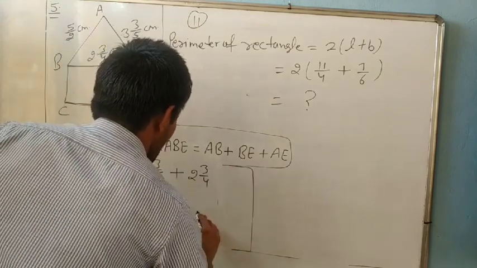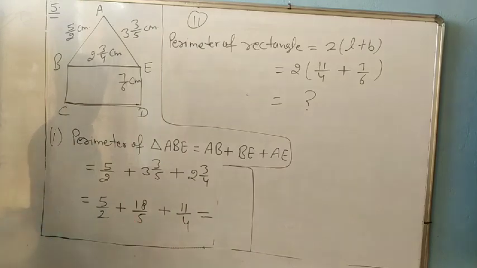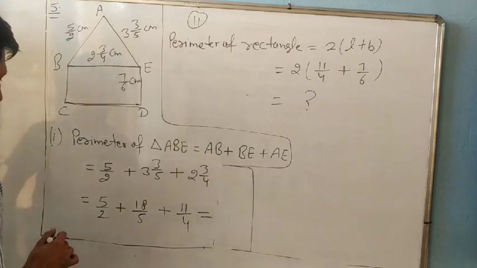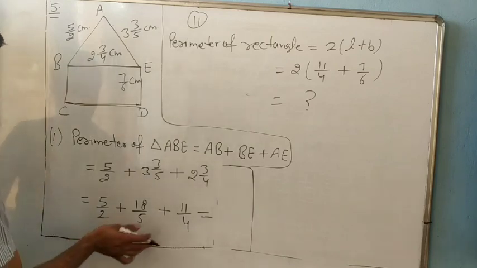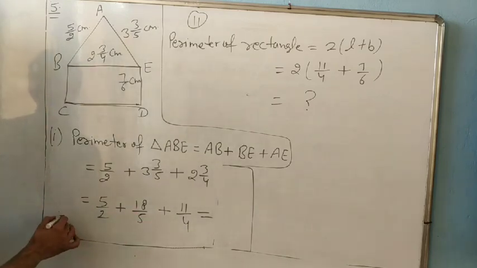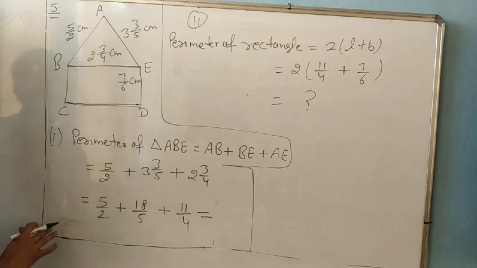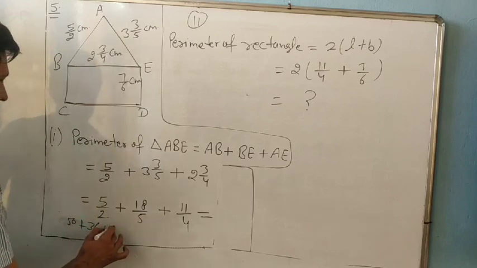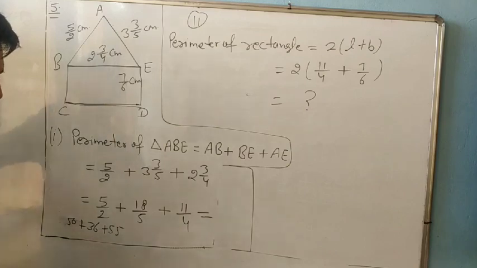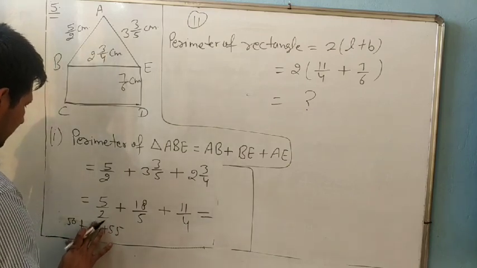When you find the perimeter, 20 is the LCM. So 2 fives are 25, 50 plus 2 36, plus 55, and the result comes out.